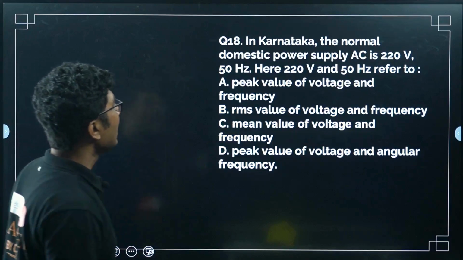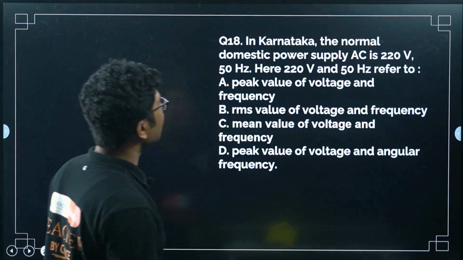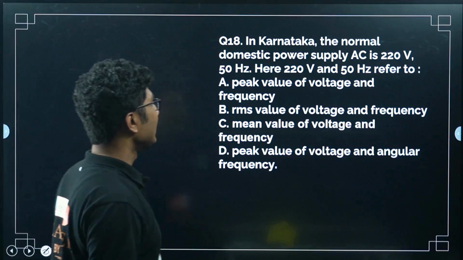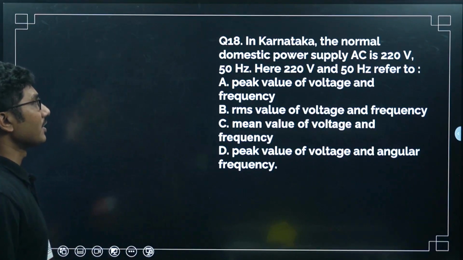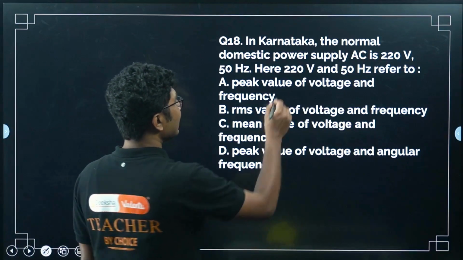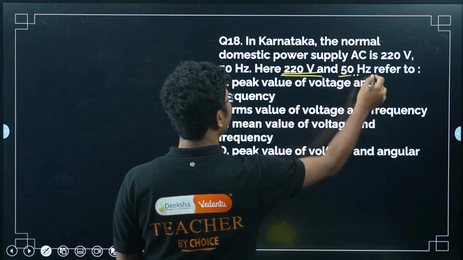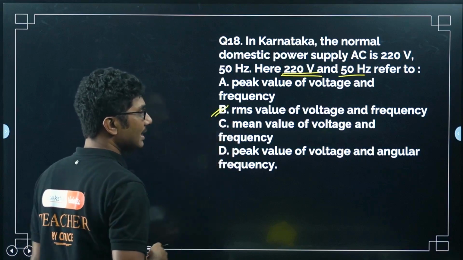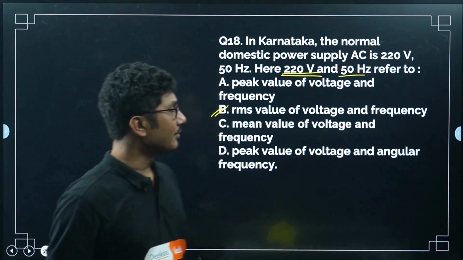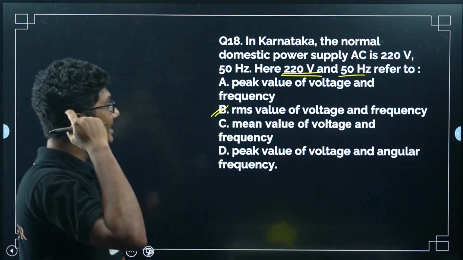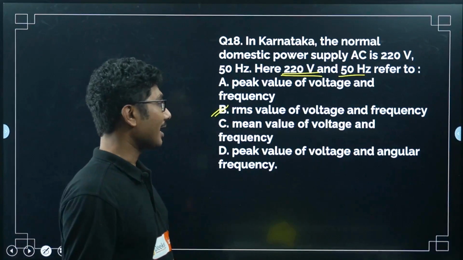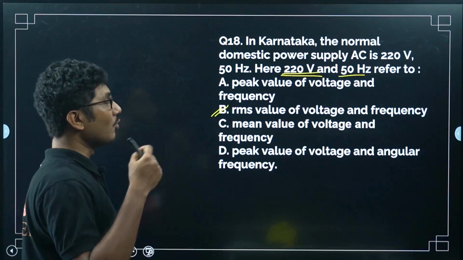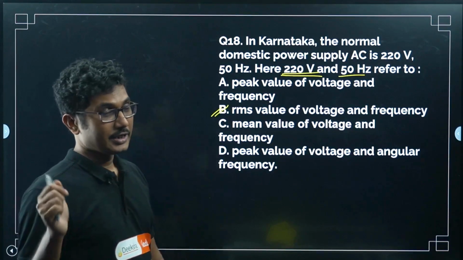Now question number 18. In Karnataka, the normal domestic power supply AC is 220 volts 50 hertz. Here 220 volt and 50 hertz refer to: 220 volt is the RMS value and 50 hertz is the frequency. So, RMS value and frequency. I discussed this during our regular class, why this is so, and what types of voltages are used across the world. In India, all over India, 220 volt 50 hertz is used.